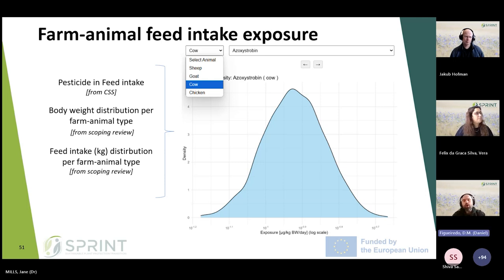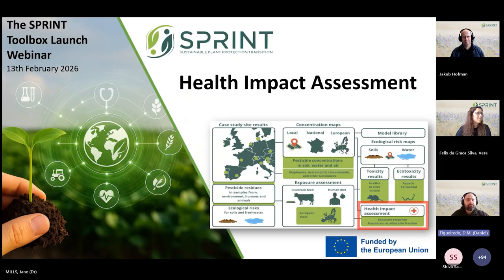And you can find in the toolbox this approach, as well as the comparison with the health-based guidance value, which in this case was below for all except for chickens for permethrin, where 3% of the population was above the health-based guidance value for chronic exposure, which might not be as relevant given the lifespan of chicken. So you can explore this in the toolbox. It's based only on the CSS data, therefore, please interpret the results with care. Thank you. Next slide, please.